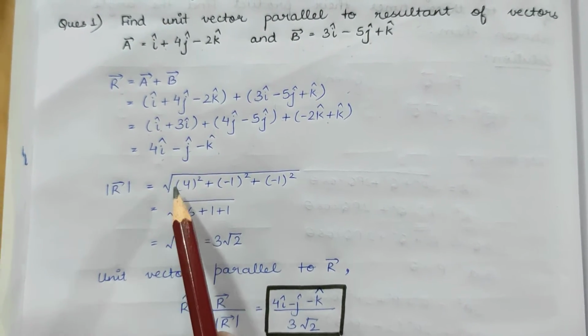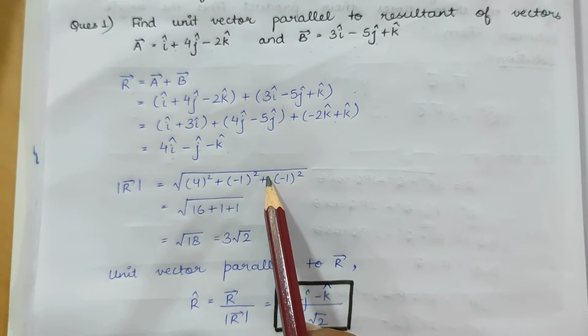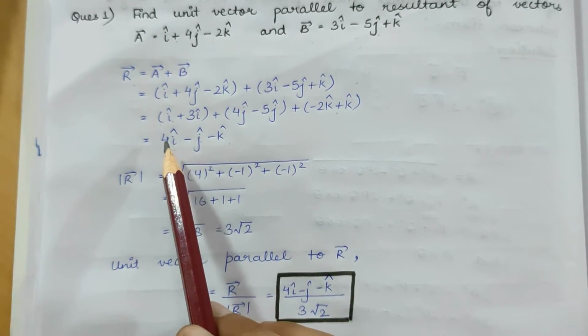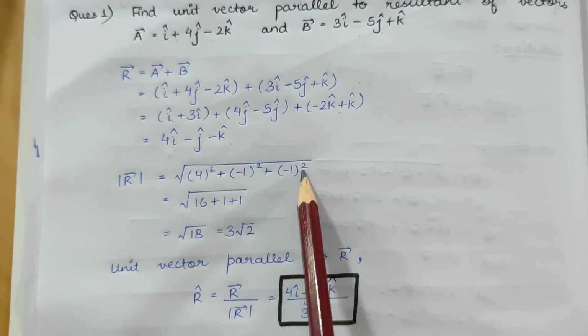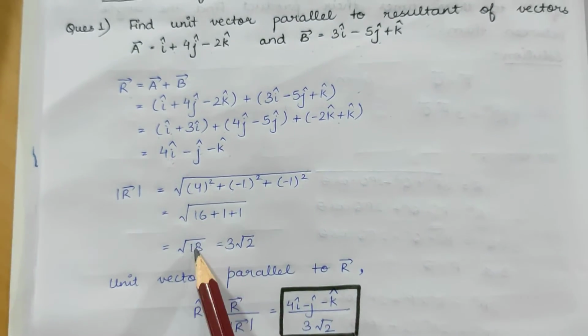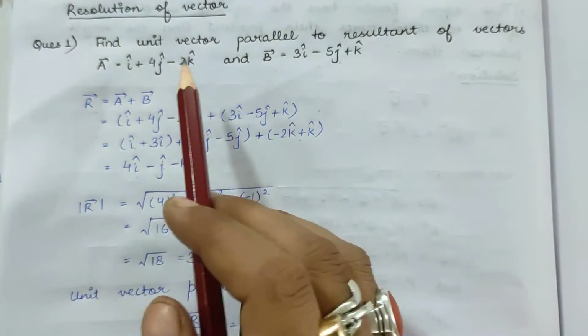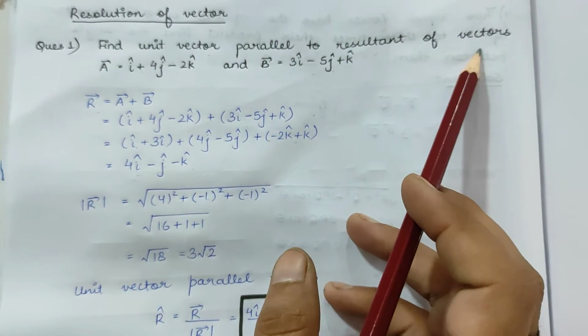The magnitude will be under root of a square plus b square plus c square. So what is a here according to this? 4 square plus minus of 1 whole square, and minus of 1 whole square. On solving this, we get the value as 3 under root 2. Now what we have to find? The unit vector which is parallel to the resultant of the vectors.